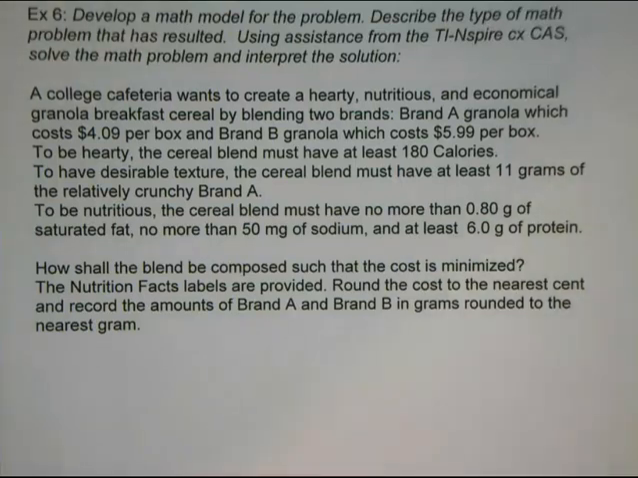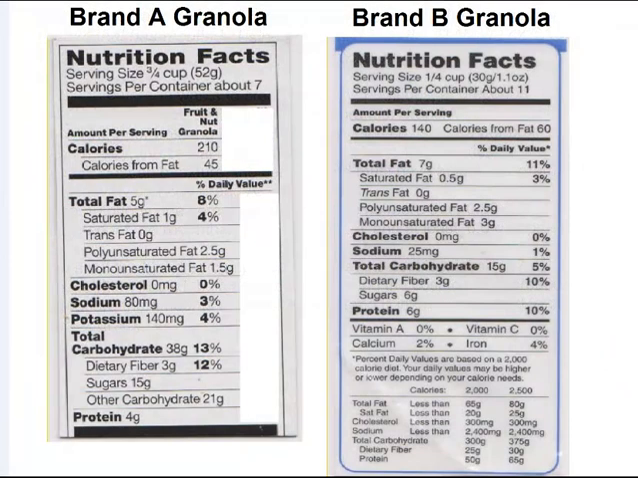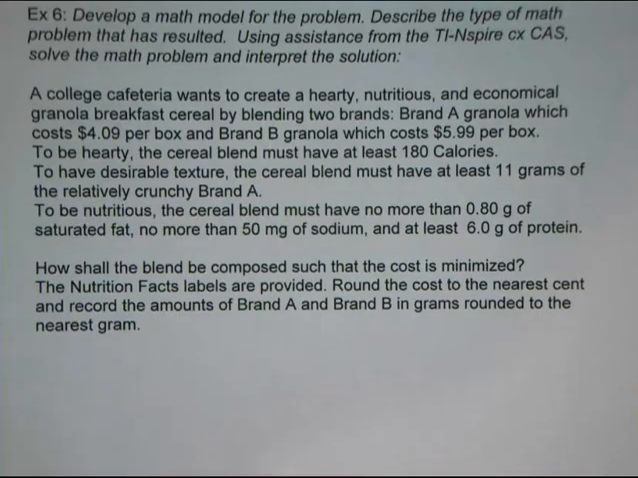Take a look at the information we're going to be working with, the nutrition fact labels. You notice on a nutrition fact label, all the information is based on one serving. The serving is the key behind the nutrition fact labels. And since we have so many nutritional requirements here, we might do well to use the number of servings of Brand A and the number of servings of Brand B as our definition of variables. So let's try that out here.